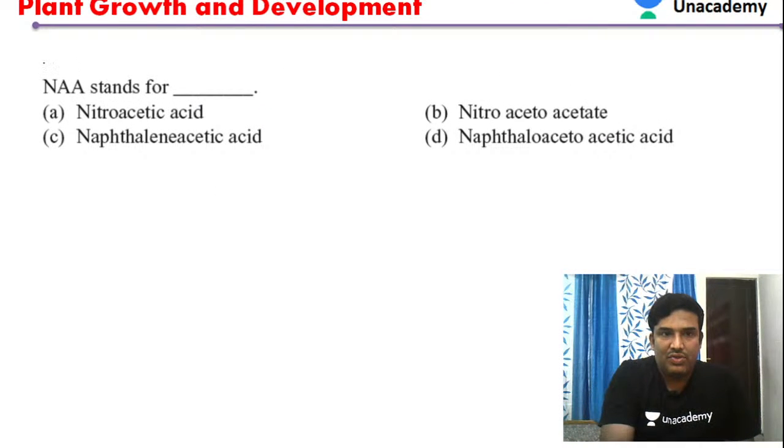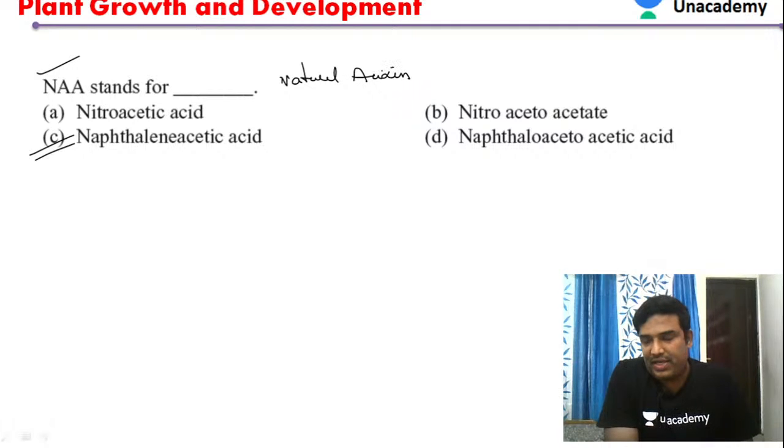Next question. NAA represents. Just now we discussed that NAA represents naphthalene acetic acid. Option C will be the answer. Naphthalene acetic acid is a synthetic auxin.